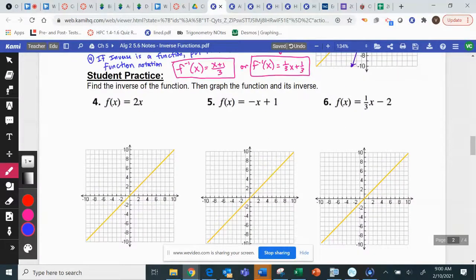And my first equation is y equals 2x. So I begin at 0 and I go up 2 over 1, up 2 over 1, up 2 over 1, up 2 over 1, up 2 over 1.